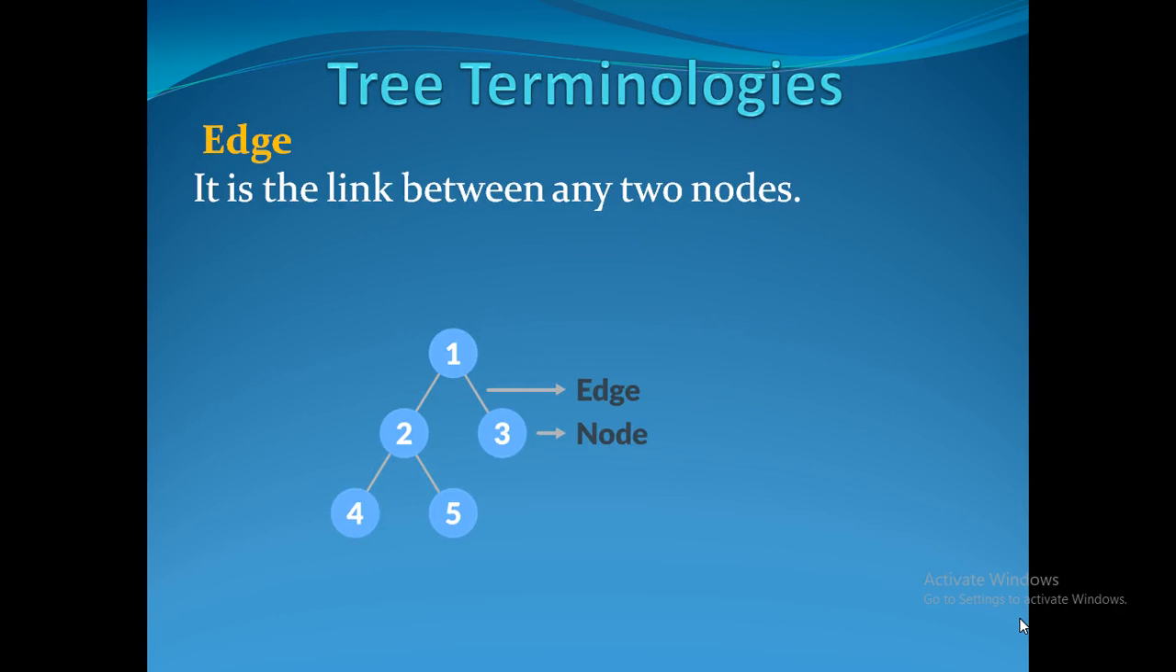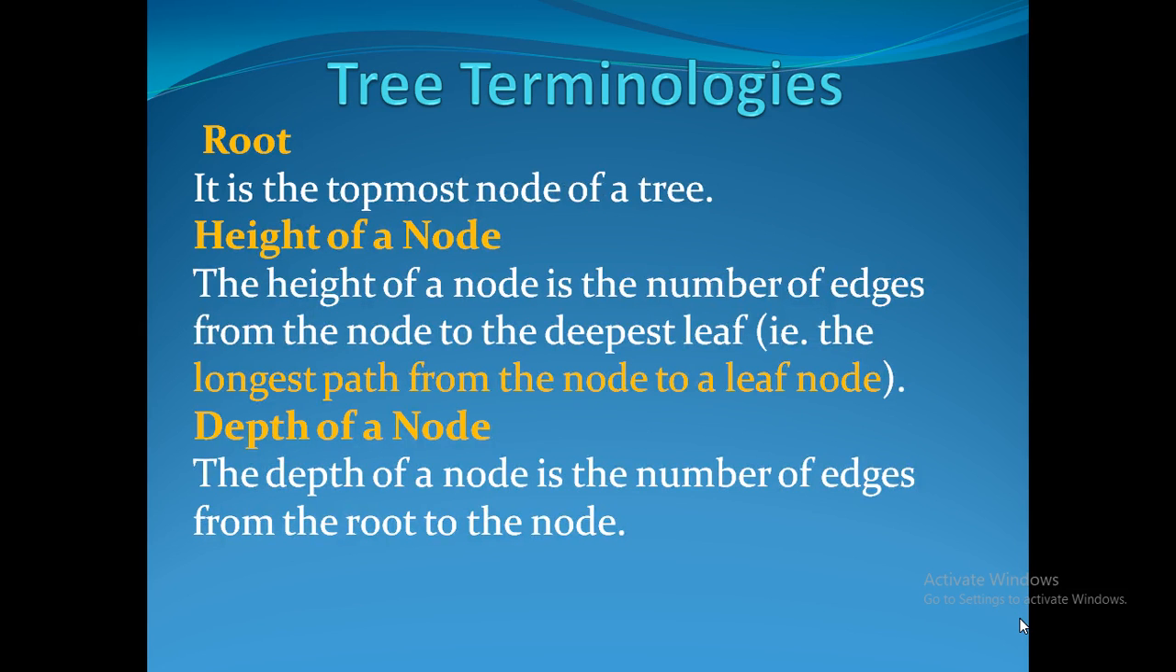Okay, next tree terminology is edge. It's a link between any two nodes. Here 1 to 2, 1 to 3, we have edges. So that is the meaning of the term edge. Okay, the next terminology is root. It is the topmost node of a tree.